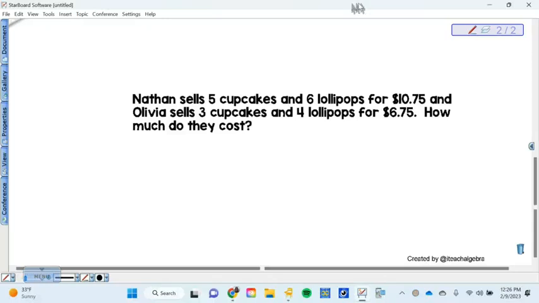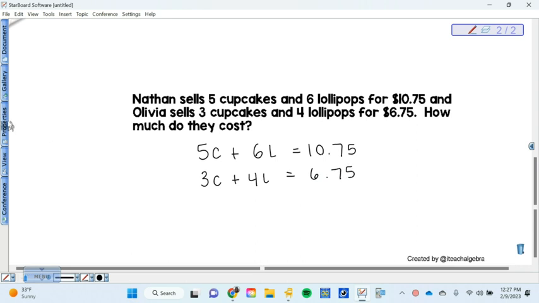Ethan? 5C plus 6L equals 1075. Excellent. And what about Olivia? 3C plus 4L equals 6. Excellent. Let's compare our coefficients.